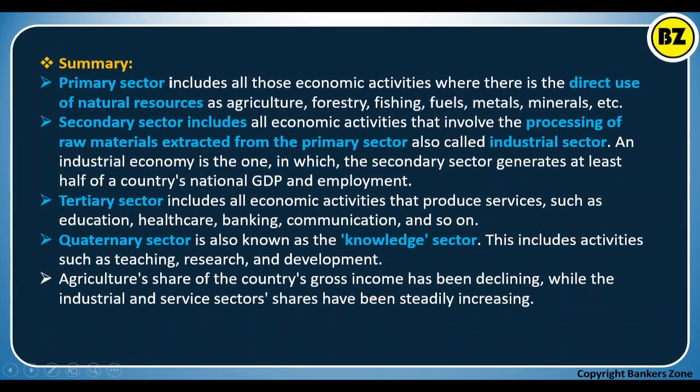Now we will just go through the summary of what we have learned. Simply, what is a primary sector? This is the sector where natural resources are used directly, for example agriculture. What is secondary? It processes the raw material from the primary sector, for example the industrial sector, say a sugar cane factory or sugar factory. What is the tertiary sector? It is also called the service sector, like education, healthcare, banking, insurance.